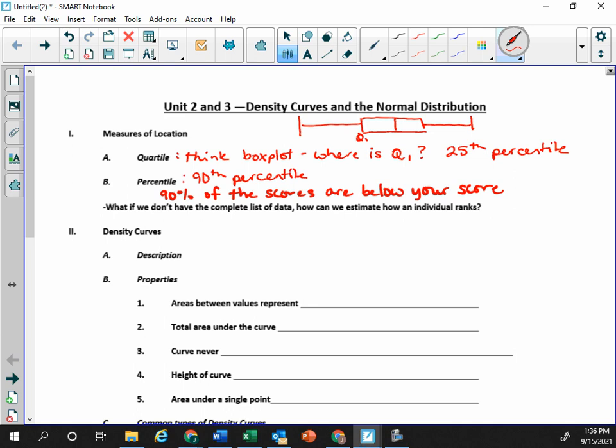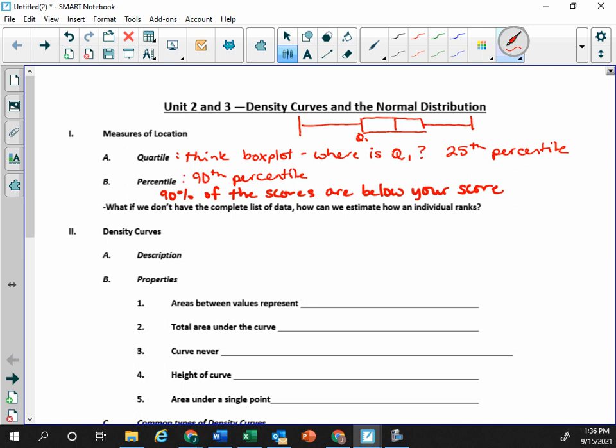And in this part, if we don't have the complete list of data, how can we estimate how an individual ranks? What we're going to look at is, if we're given their score and the mean and standard deviation of all the scores, how do they rank against everybody else? I have an example here with an SAT score and an ACT score, and which one did they actually do better on? You can't just compare the two scores as they are. So that's kind of what we're going to get into today.